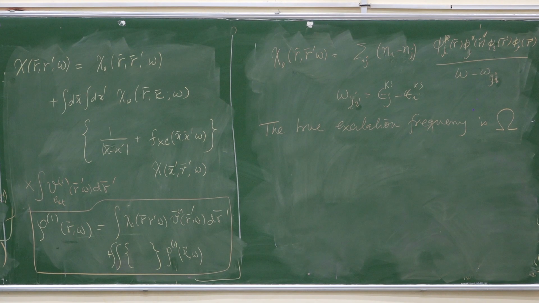Is the motivation clear? So Ni and Nj are the occupation numbers. Ni has to be occupied and Nj has to be unoccupied. If both are occupied, it will not give you anything. The perturbation takes it from occupied to unoccupied, first order perturbation.